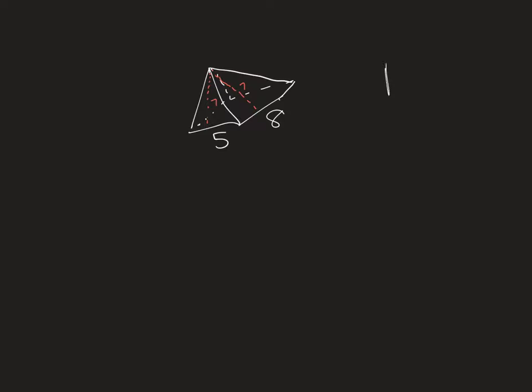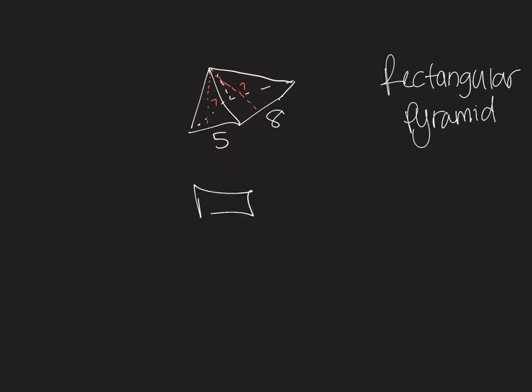For our next example, we have a rectangular pyramid. So that means that the bottom is a rectangle, and then because a rectangle has 4 sides, I still have 4 triangles. So I'm going to start with a rectangle on the bottom, and that is 5 by 8. So I'm going to say 5 times 8, which is 40.